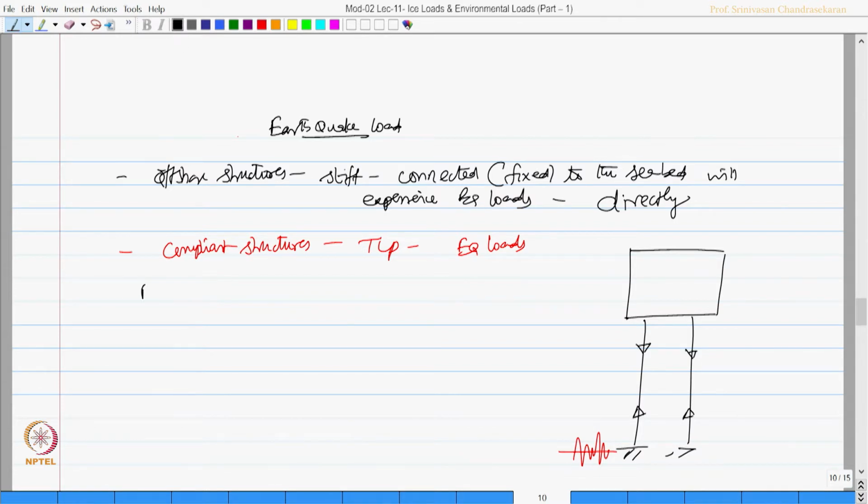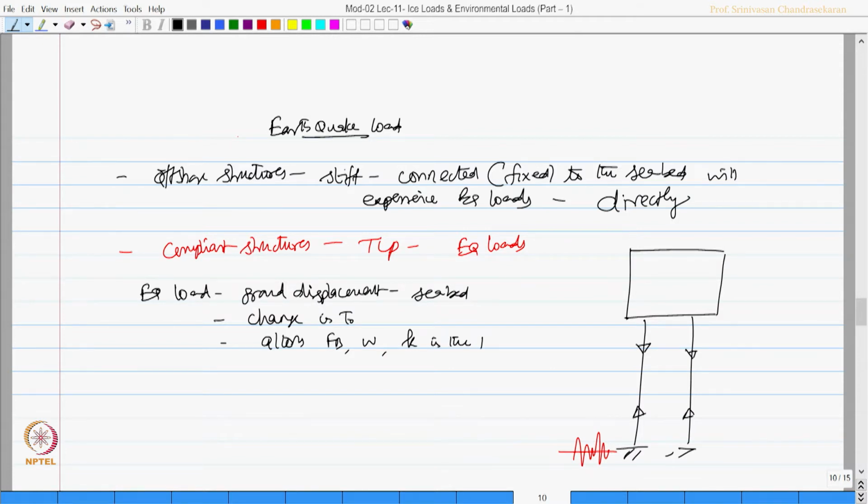Earthquake loads cause ground displacement, that is displacement of the seabed. This induces change in T0. This change in T0 alters buoyancy and weight and stiffness in the TLP. Therefore, earthquake loads have indirect effect on compliant structures.